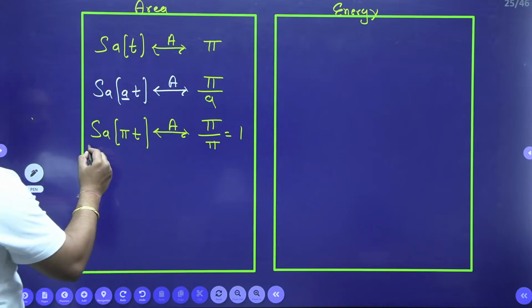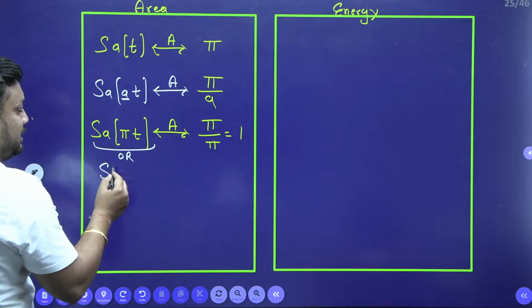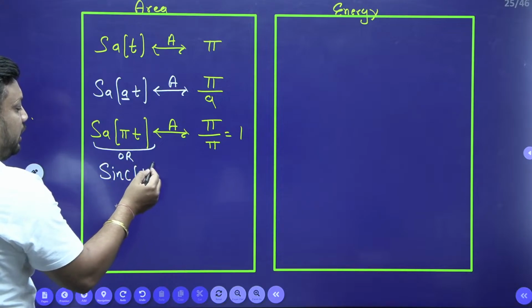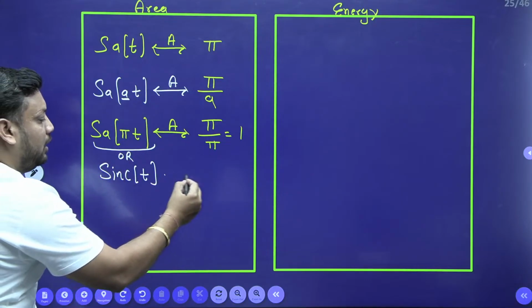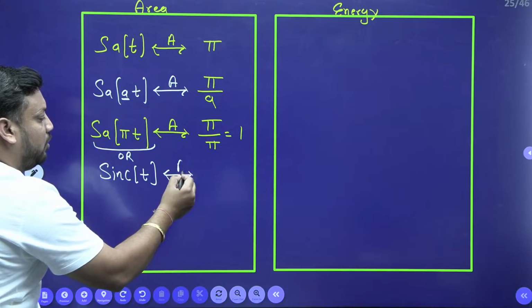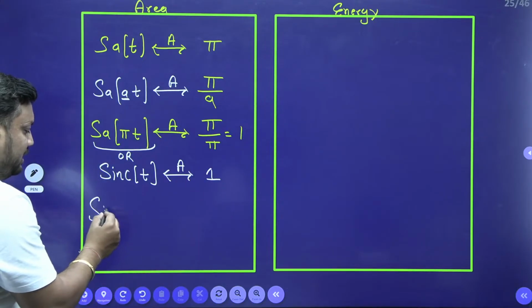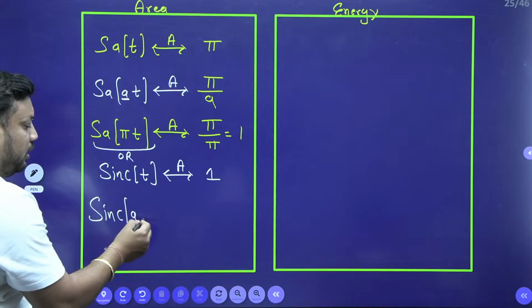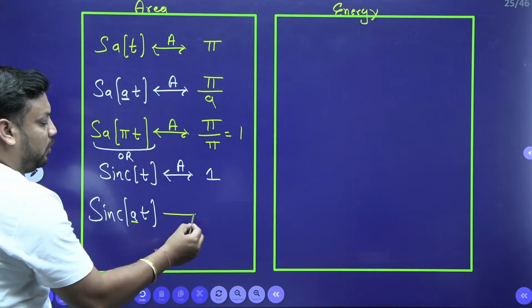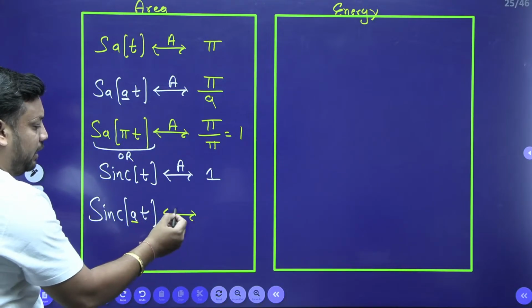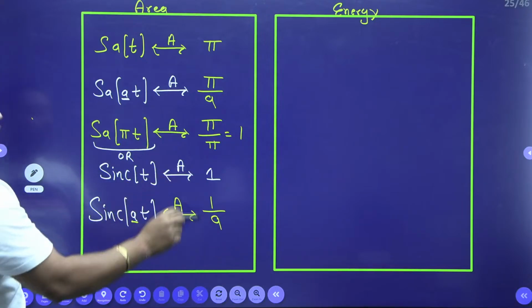Do you know sampling of pi t actually gives you sinc of t? Yes or no? Sampling of pi t is equal to sinc of t, beta. So the area of sinc of t is also 1, sir. Now if I write sinc of at, here also I am applying the scaling property. Whatever the scaling factor, it just divides the area. So its area will be 1 by a only.